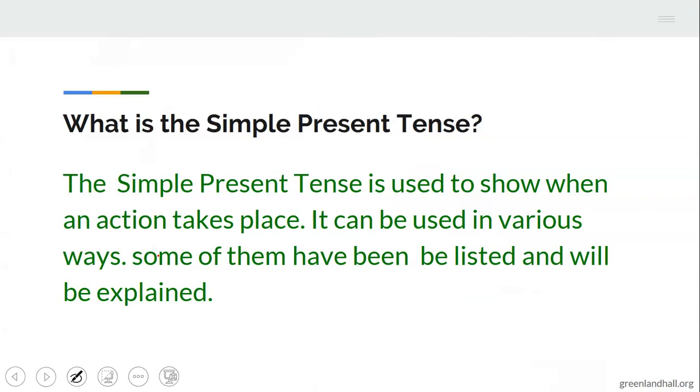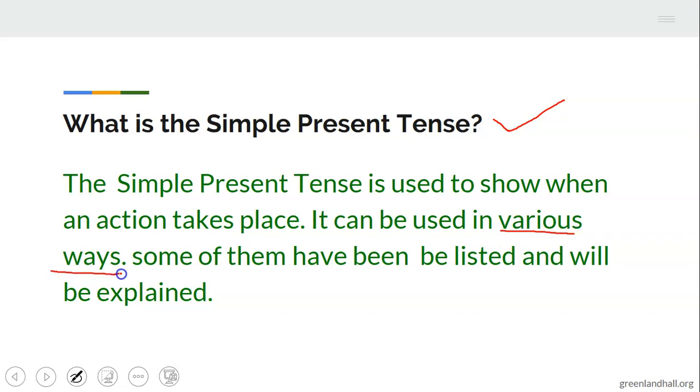What is the simple present tense? You can see the question I just asked you now. The simple present tense is used to show when an action takes place. It can be used in various ways. Some of them have been listed and will be explained.